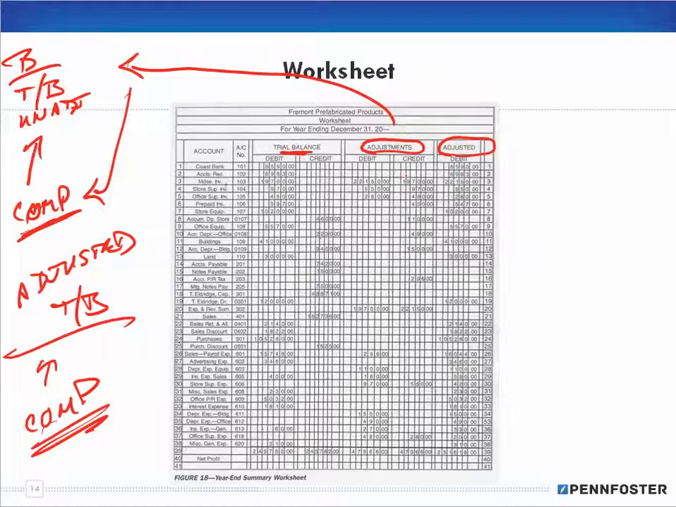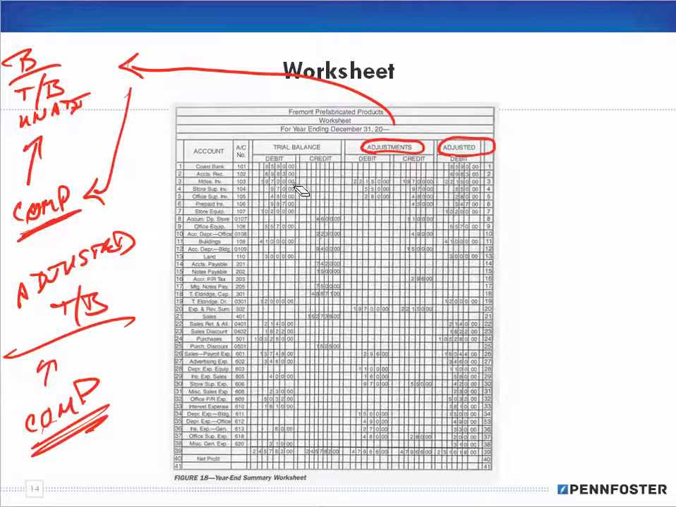Okay, if you look at merchandise inventory, it's 19,700, but then there's a debit for 21,150 and a credit for 19,700. So when I take the debit plus the debit minus the credit, I end up with a debit of 22,150. And so that's now the new balance in that ledger account.